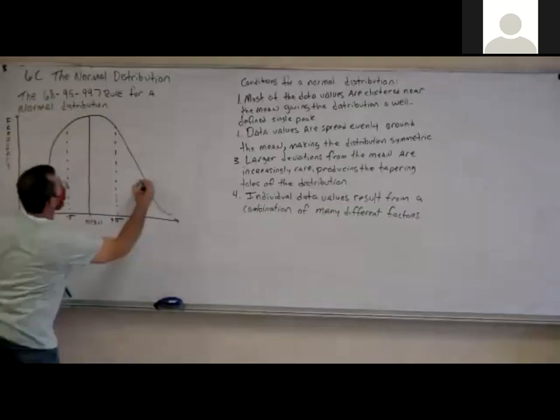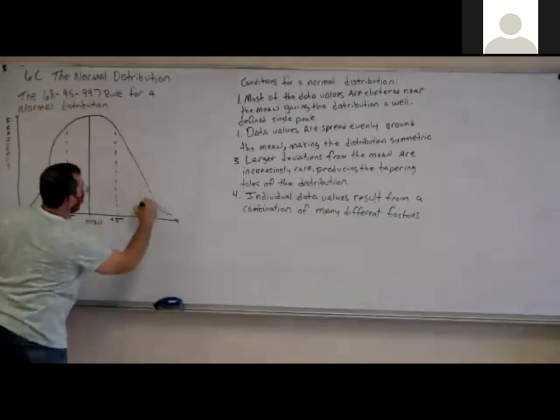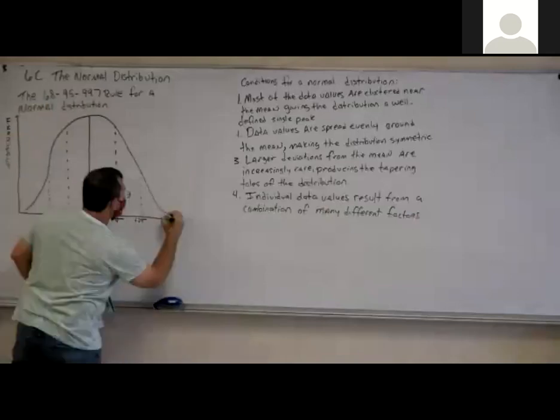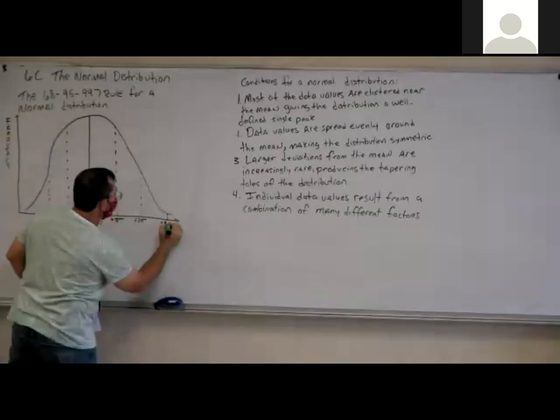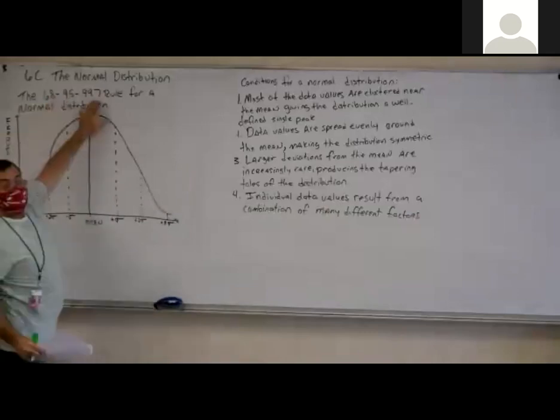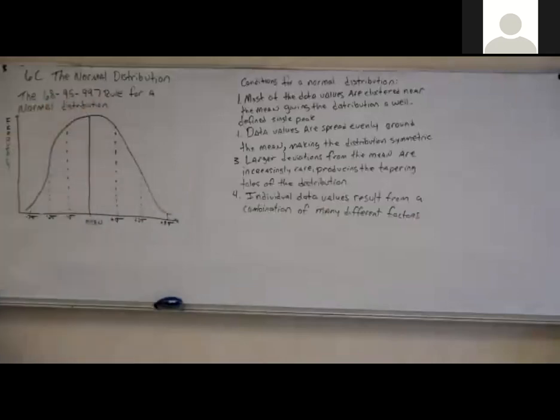Then we'll draw another one of these. That's going to be plus 2 standard deviations. And then over here, we'll have a negative 2 standard deviations. And then finally, at 3 standard deviations. So this will be plus 3 standard deviations, and over here will be minus 3 standard deviations. So this 68, 95, 99.7 rule is going to apply to this standard deviation.